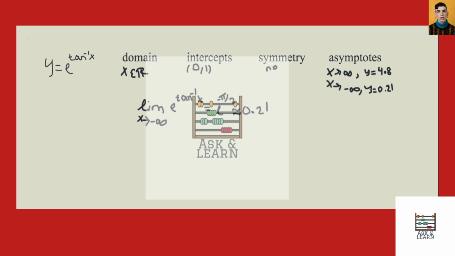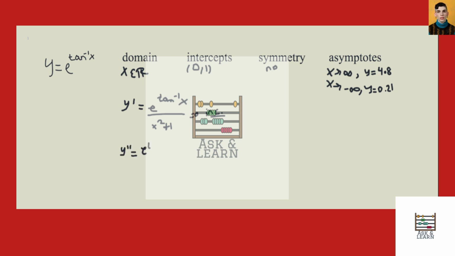And now we can use the first derivative test to see the increasing and decreasing intervals. So y prime equals e to the inverse tan of x over x squared plus 1. If we set that equal to 0, we see that it's inconclusive. So we can't use the first derivative test, but we can still look at y double prime for concavity.